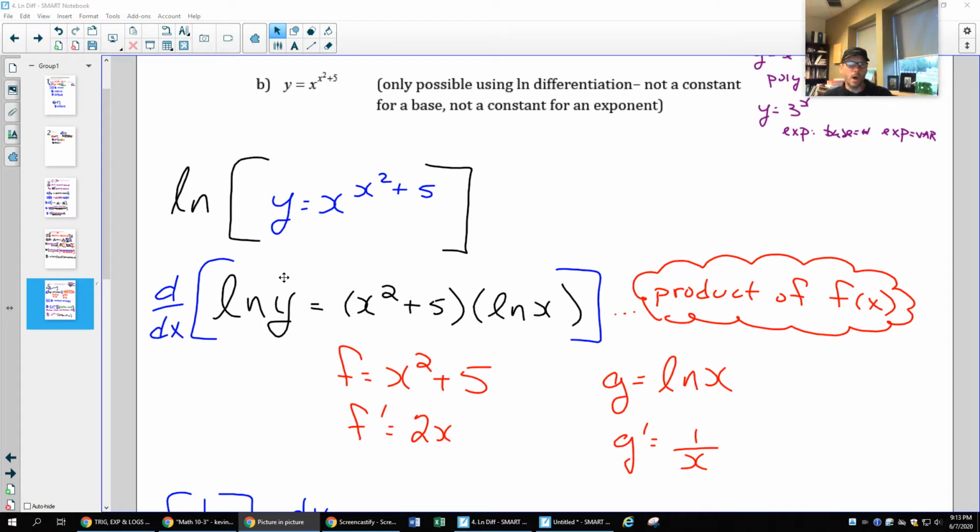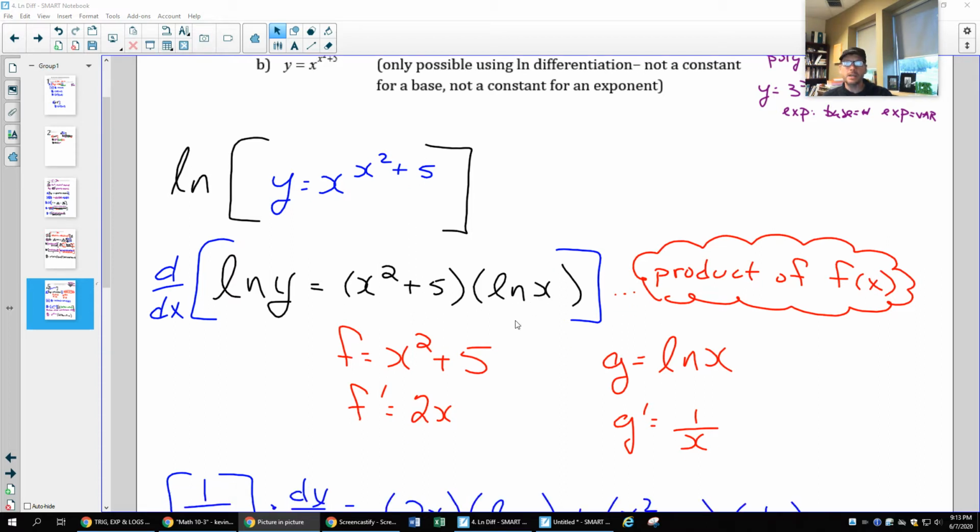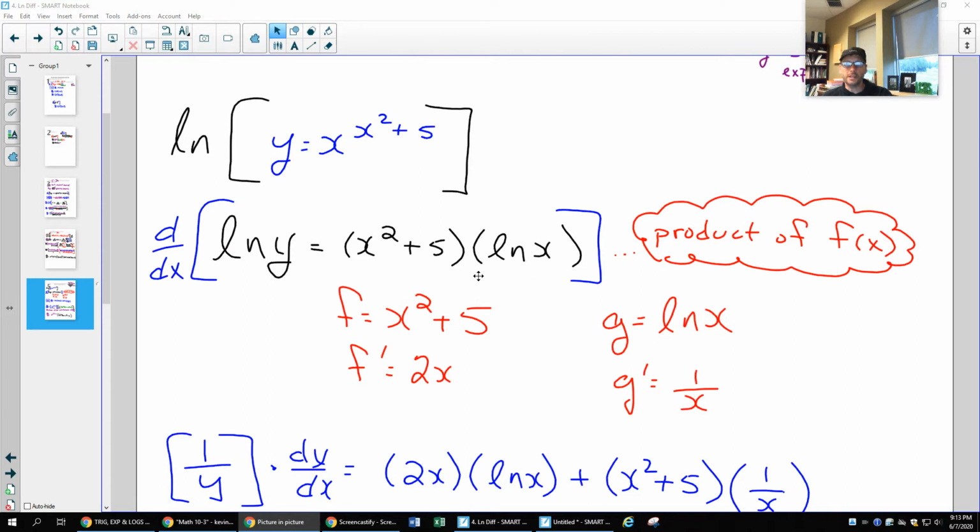So again, log of y, right? So you take the log of y. X squared plus 5 is the exponent, so it's x squared plus 5 times the natural log of x. So now you've turned this into a product. You've got a function times a function. My first function is x squared plus 5. My second function is the natural log of x.